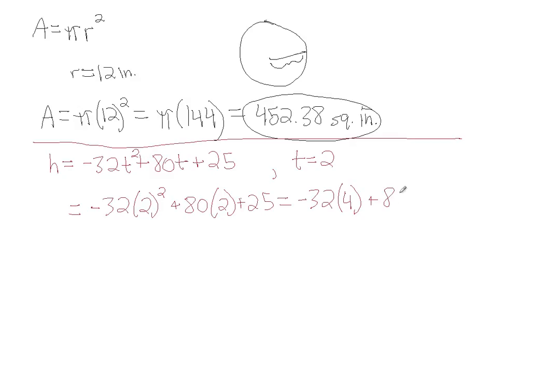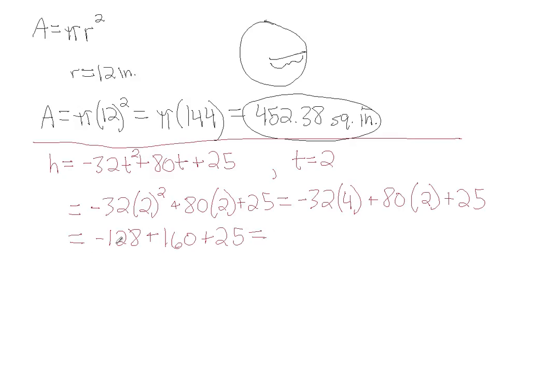Rewrite the rest: 80 times 2 plus 25. Okay, now we can go about our multiplication. Minus 32 times a positive 4 is going to give us a negative 128. A positive and a negative will multiply to give us a negative. 80 times 2 is 160, and plus 25.